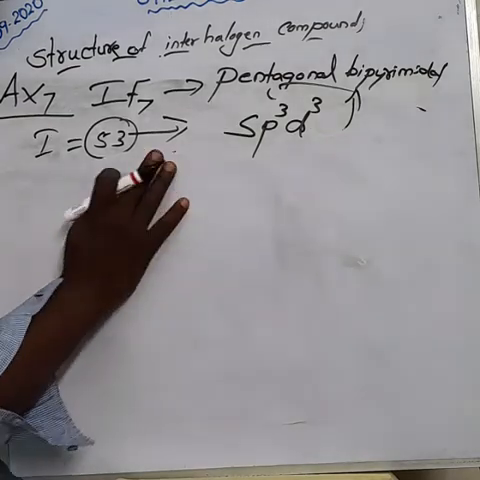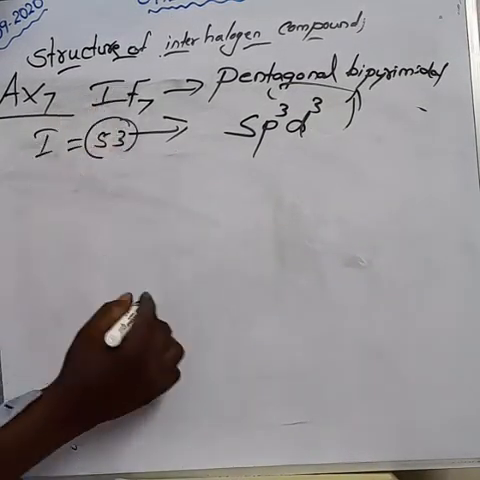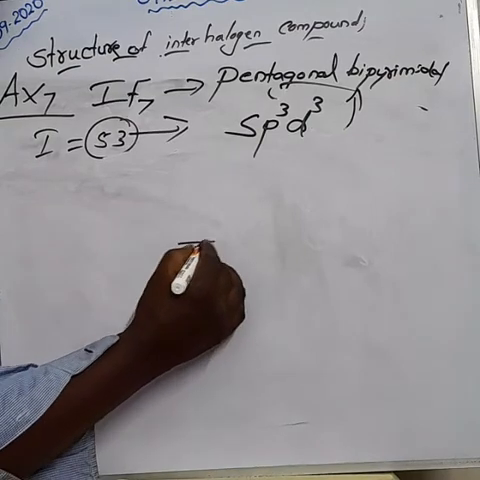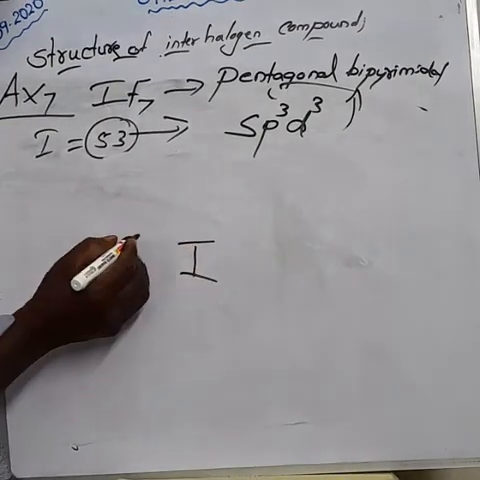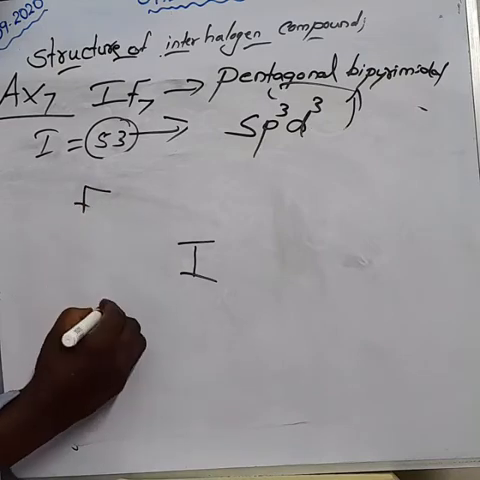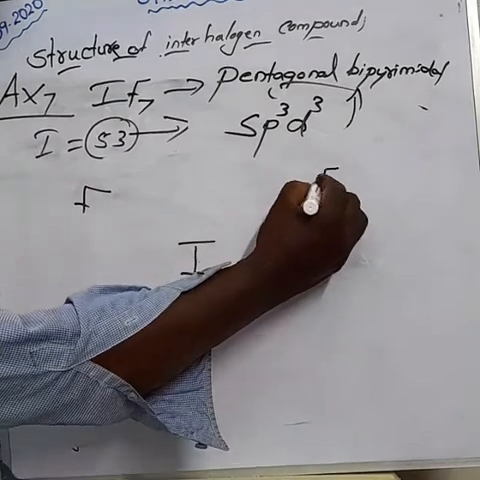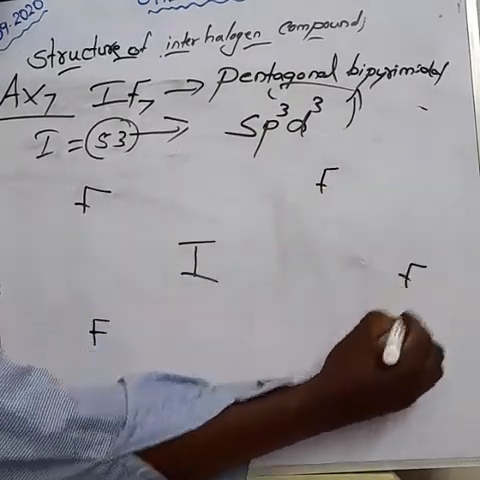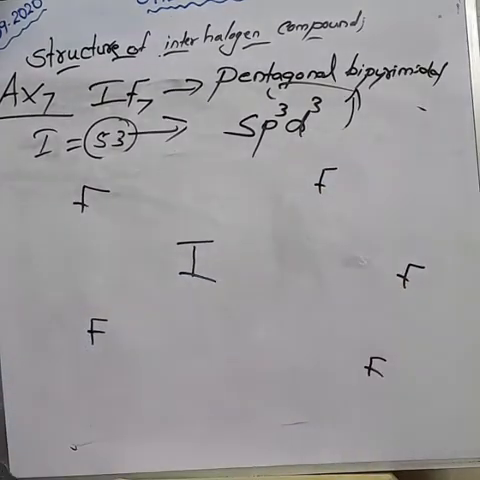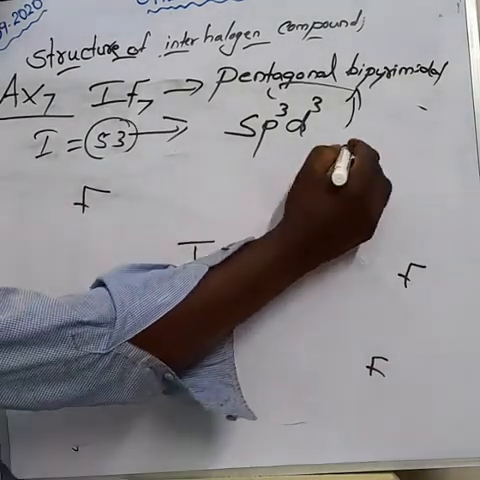Okay, anyhow, in the structure there is only one iodine atom. So try one iodine atom here. Next about fluorine. Fluorine, here. Fluorine. Can you draw? Somewhat upward, okay?